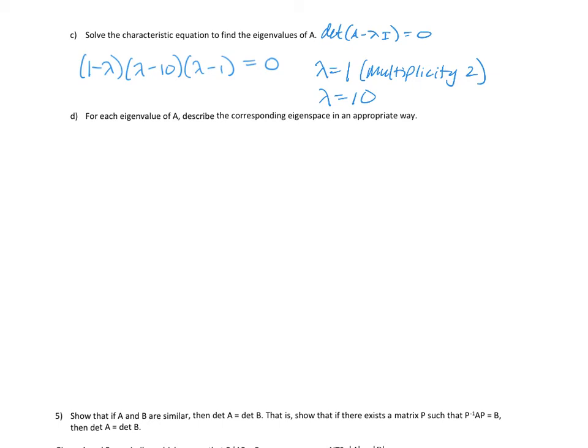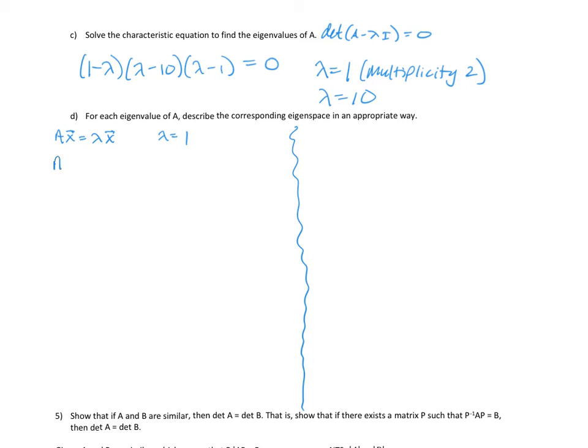Okay, so I've got the eigenvalues, and then for each eigenvalue, I'm supposed to describe the corresponding eigenspace in an appropriate way. Okay, so let's block this off because I have to do it twice. And for each eigenvalue, I have to find x's such that A times x equals lambda x. That's the definition of an eigenvalue, an eigenvector. So let's do this for lambda equals 1 first.